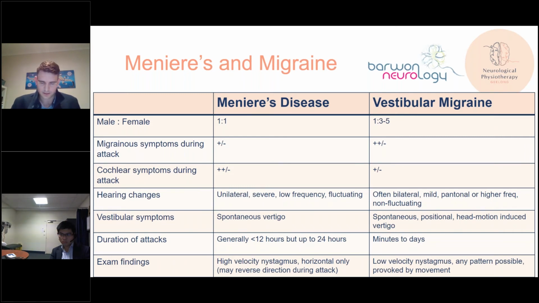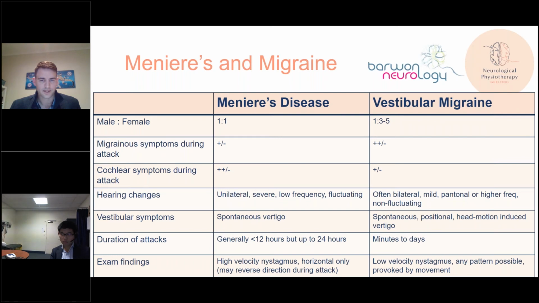So where the 2 are similar and different, there's definitely a female preponderance in migraine, whereas it's fairly similar for Menieres disease. Migrainous symptoms can be present for both and absent for both. Aural symptoms are usually more prevalent in Menieres disease, but can be missing, particularly in the early stages of Menieres. The dizziness may not be present, even though the hearing changes are. But over time, as the labyrinth gets scarred, that can reverse and there may not be much of a change in either of the dizziness or hearing, depending on what actually happens.